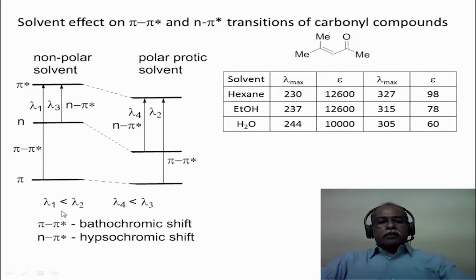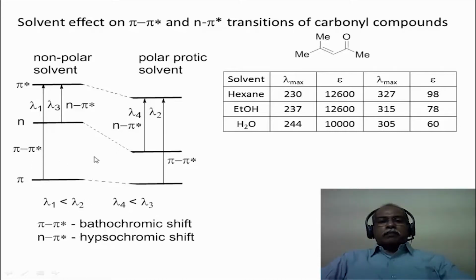In other words, energy-wise this is higher, which means wavelength-wise it will be lower. So the wavelength lambda 1 is lower than the wavelength lambda 2. Higher the energy, please remember there is an inverse proportionality between the energy and the wavelength scale. In ultraviolet spectroscopy we normally refer everything in the wavelength in nanometers rather than frequency or wave numbers, which are directly proportional to the energy. So higher the energy, lower the number for the lambda, and lower the energy, higher the number for the lambda. So lambda 1 is less than lambda 2.